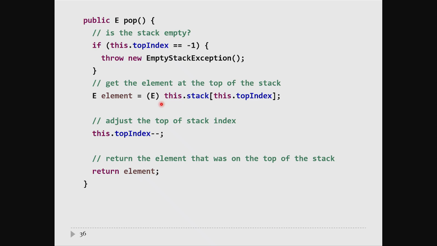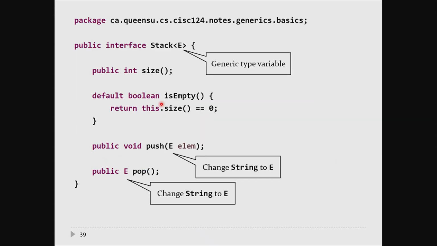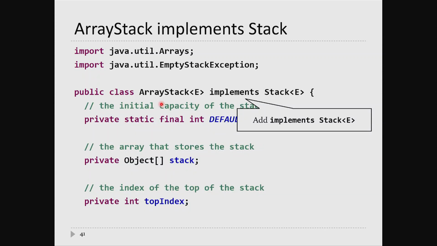Alrighty, I think that's everything. That's it for today. In the next class, we'll continue with some more generic stuff. We're going to convert the node-based stack to a generic class, but that turns out to be very easy as well. And then we're going to look at some other generic collections in the next couple of weeks.